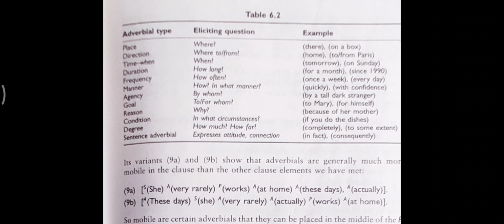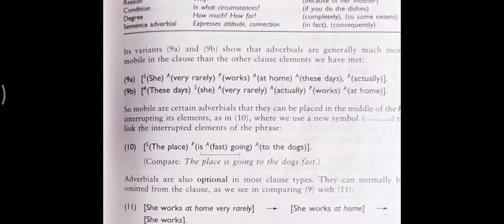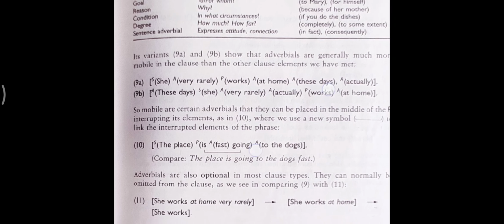Completely, to some extent. Sentence adverbials express the attitude and they express connection: in fact, consequently, and its variants. As we have seen, the adverbials are generally much more mobile in the clause than other clause elements we have met. See, very rarely works at home these days actually. We have changed the position of the sentence in 9a. We can again change this adverbial position in 9b: these days, very rarely actually works at home, without impacting the meaning in the clause.